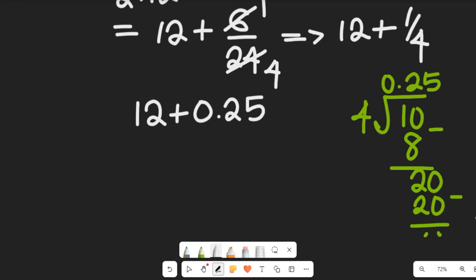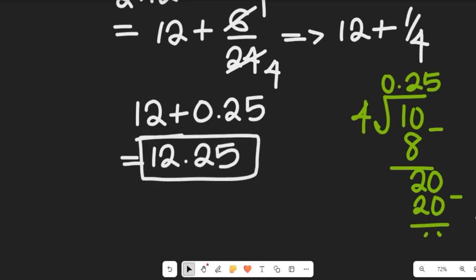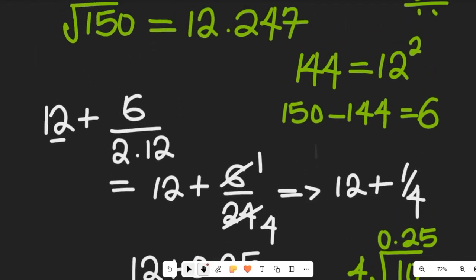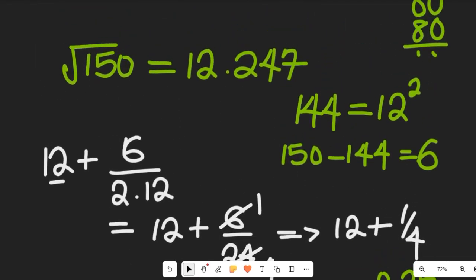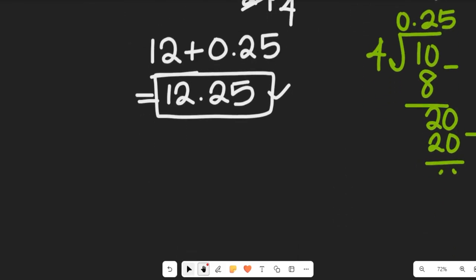If we simplify this, we're going to have this become 12.25, which is the solution to that expression. Now, if you compare it to the value you got using a calculator, you see that this method gives you an approximate value for that square root. Great. Now let's analyze the third one.